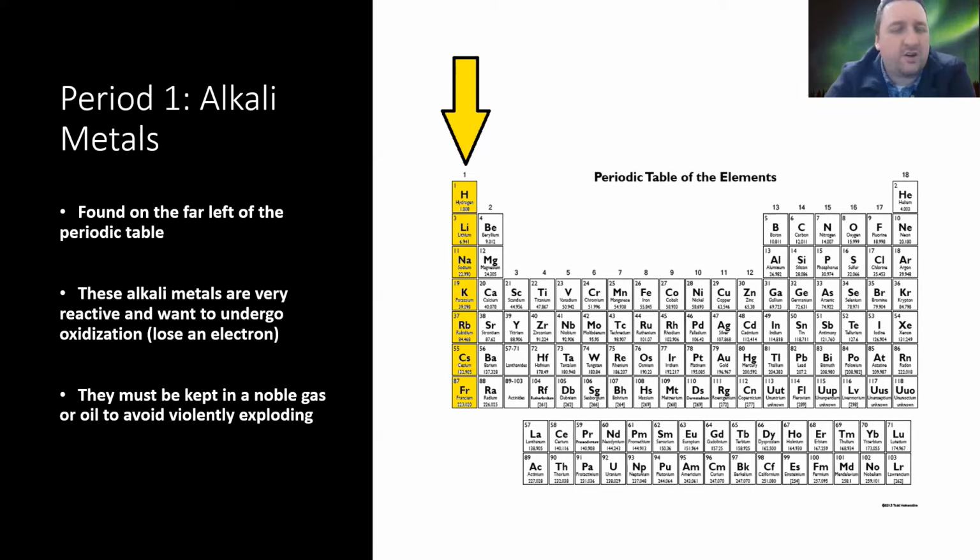Now, our first group is on the far left, and we call these the alkali metals. The alkali metals are incredibly reactive, and they want to undergo oxidation. That means there is an electron on the outside that just wants to be pulled off by something else. These metals will violently explode if they are exposed to air or definitely water. Because of this, we have to keep these metals surrounded in either an oil or noble gas, because these materials won't take that electron. They won't accept it, thus keeping the metal stable.